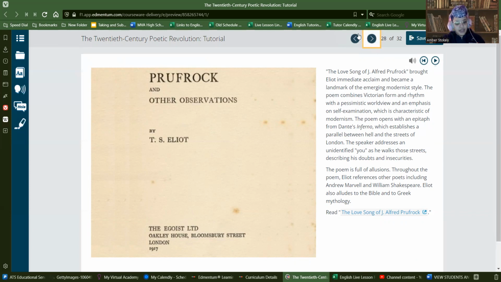So take a moment to read that and then meet me at slide 29, and then we'll get to the second modernist writer and the last one. So we're almost done. We're in the home stretch.